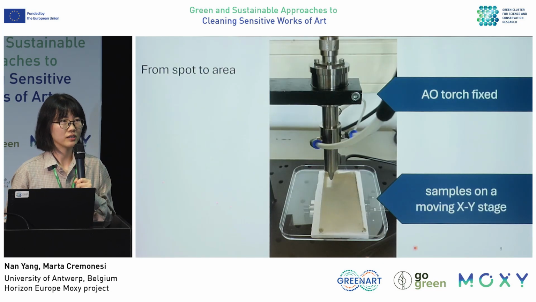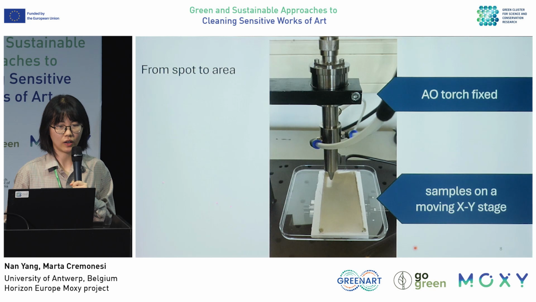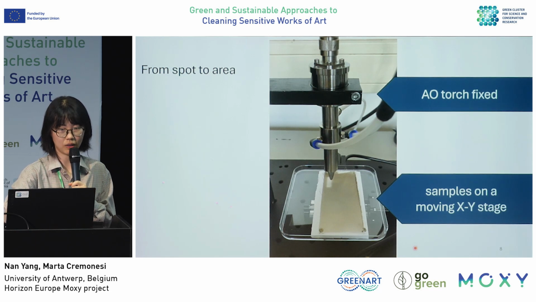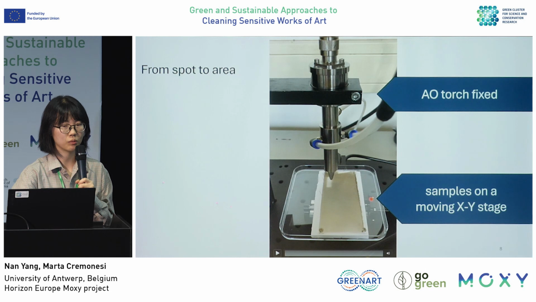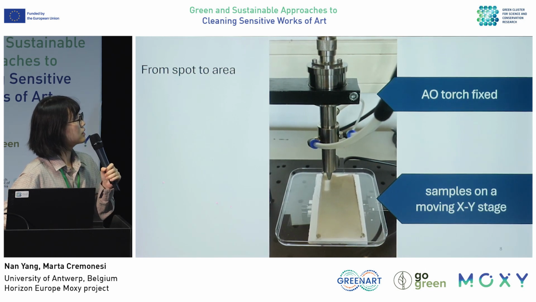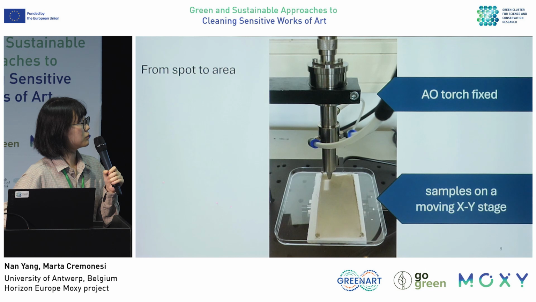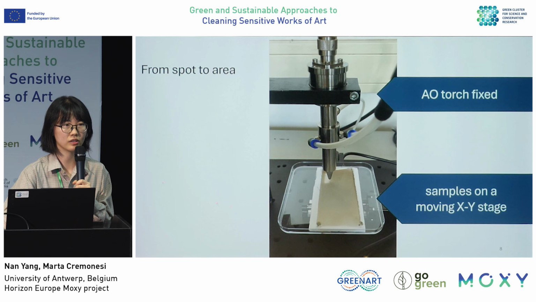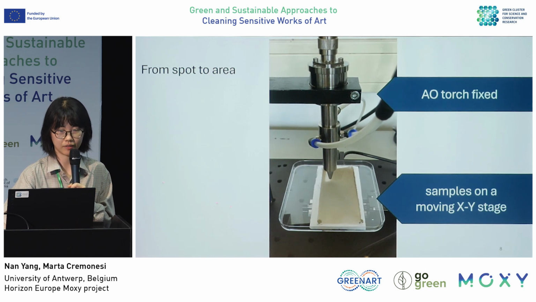So in practice, we can't just clean an arced object with a single spot every time. So in our lab, we use a moving stage on the X and Y axis. We place the atomic oxygen plasma jet fixed, and our samples are placed on this moving stage. And here's how it's cleaned, with this moving path. It's a program script that we need to optimize also for the cleaning.